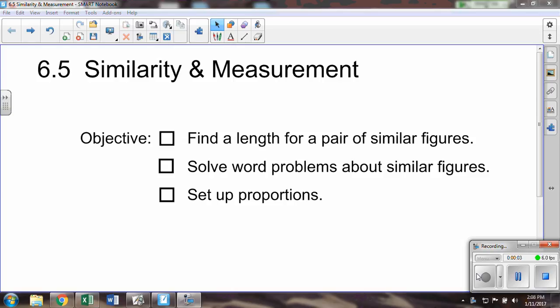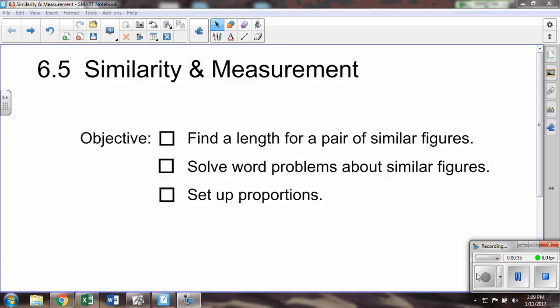In this lesson, we're going to discuss similarity in measurement. In particular, over the last few lessons, we were looking at similar shapes, trying to identify corresponding sides, corresponding angles, figuring out which pieces match up with each other. Before that, we were focusing on proportions, how to set them up, how to solve them with cross-multiplying or equivalent ratios, etc. Our work today basically combines those two things.